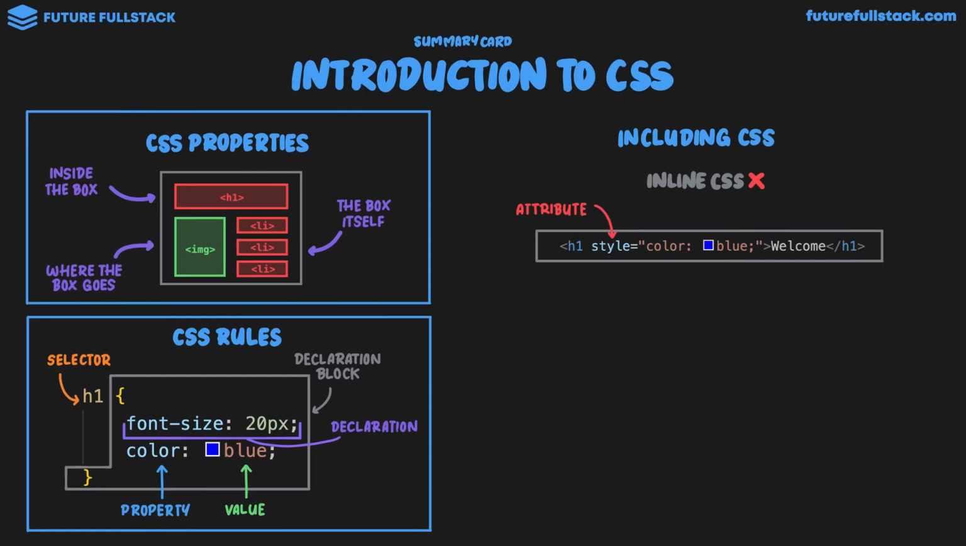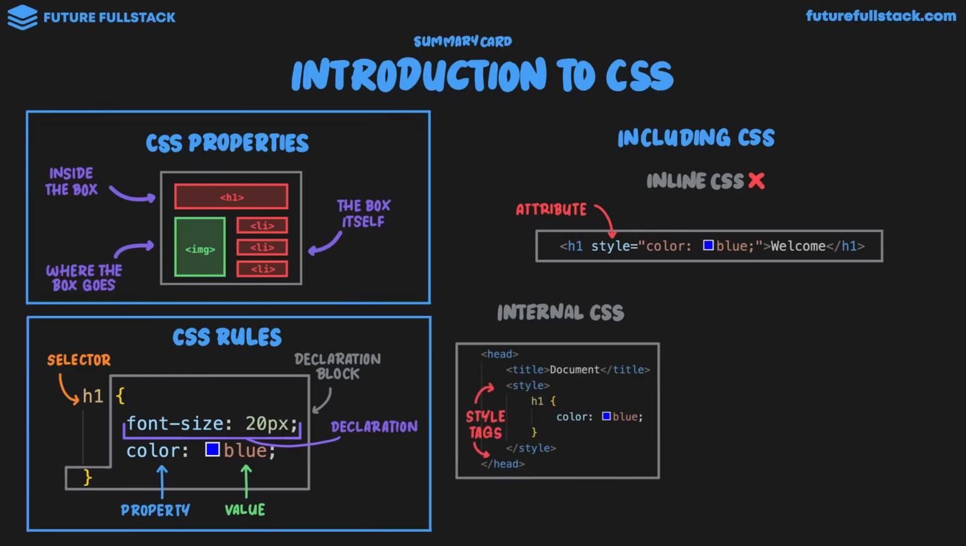The second method we looked at was internal CSS, where we used style tags inside the head of the HTML and defined a CSS rule. This was also not good practice because in this method we had to replicate the same style tags for multiple pages. We then looked at external CSS by introducing a link tag within the head section of an HTML page that referenced the style sheet.